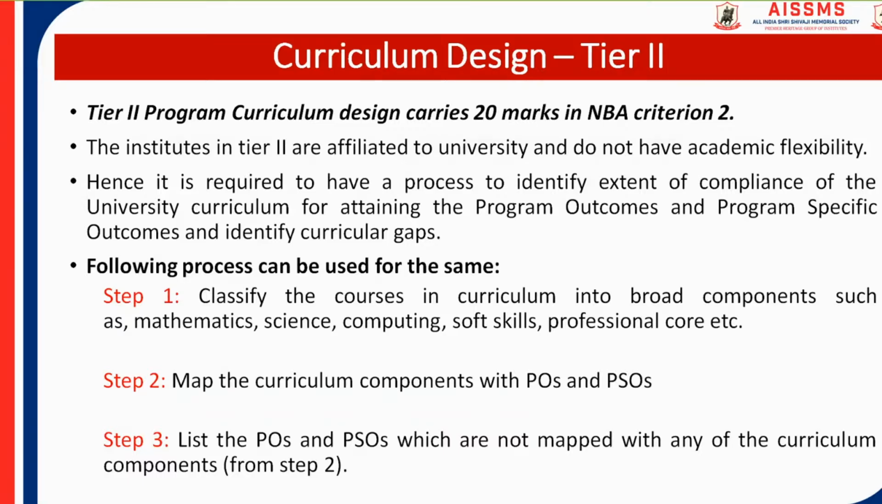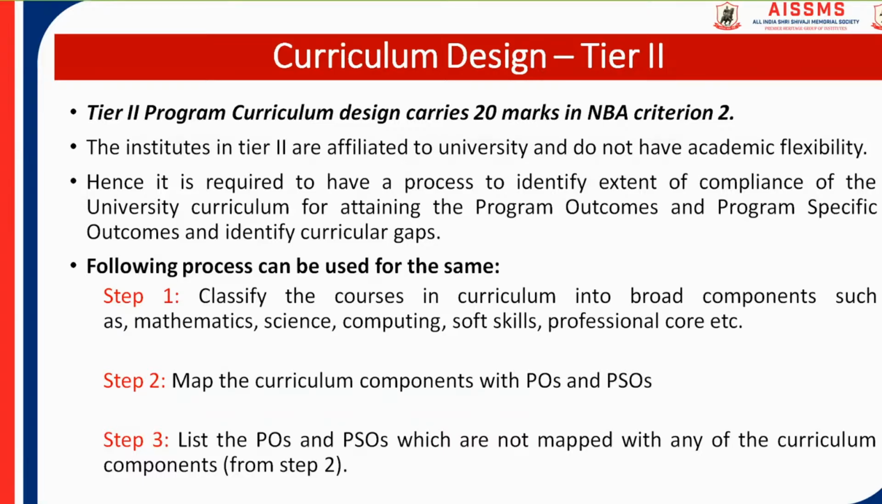Now over here, this step 3 is a very important step for the tier 2 institutes, because once they identify what are the gaps, then they can do certain activities related to the gap identification to attain their own program outcomes and program specific outcomes. So this is just a table showing how you can broadly classify the subjects which you have in your regular structure and curriculum for a particular department.